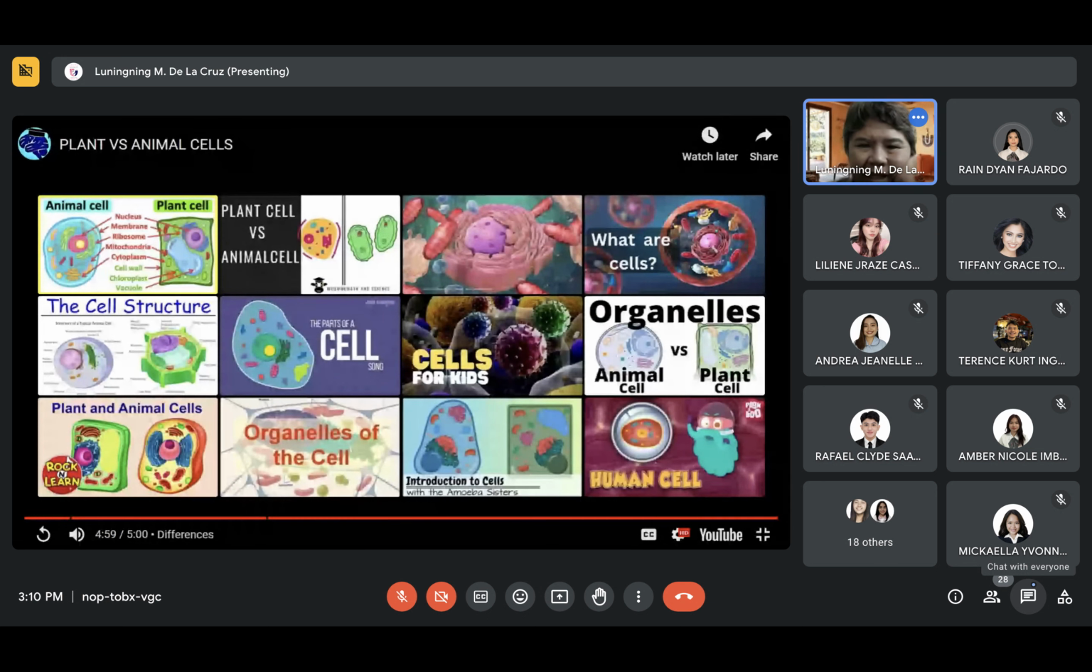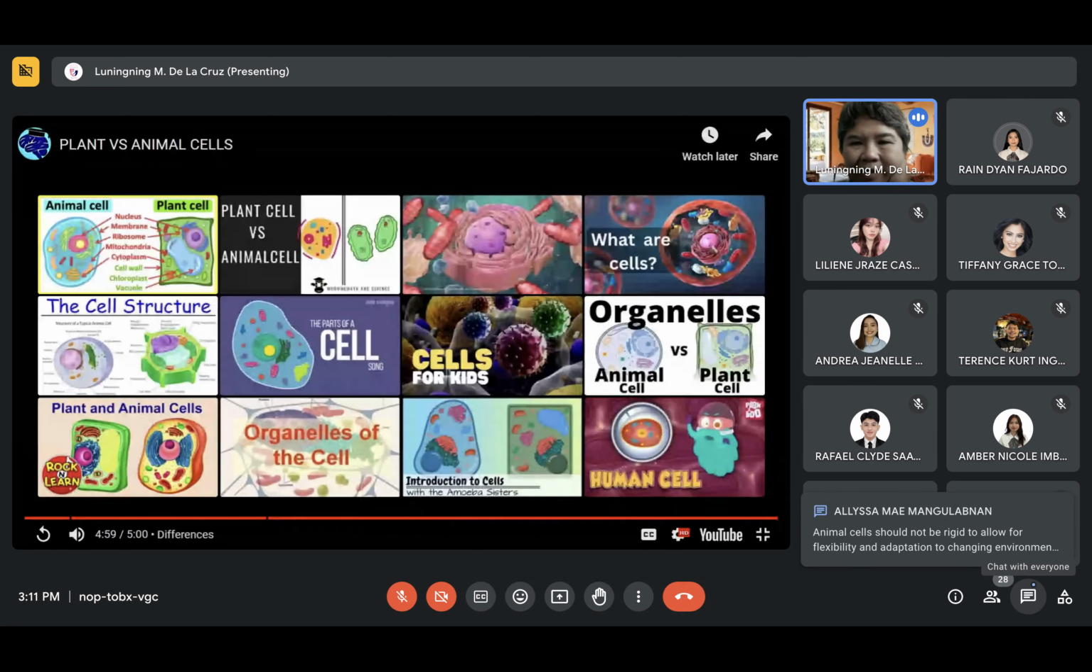Why is it that the animal cells need not be rigid? Try to imagine our body. We have different types of cells, diba? Let's talk about the muscle cell.